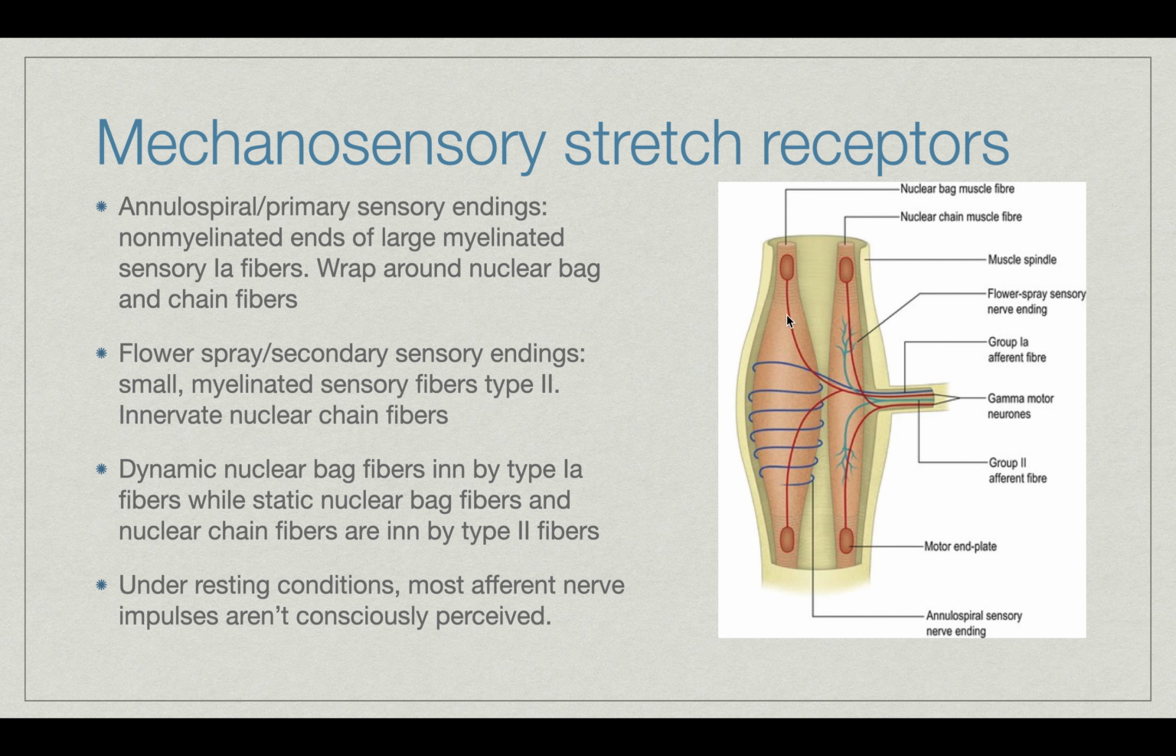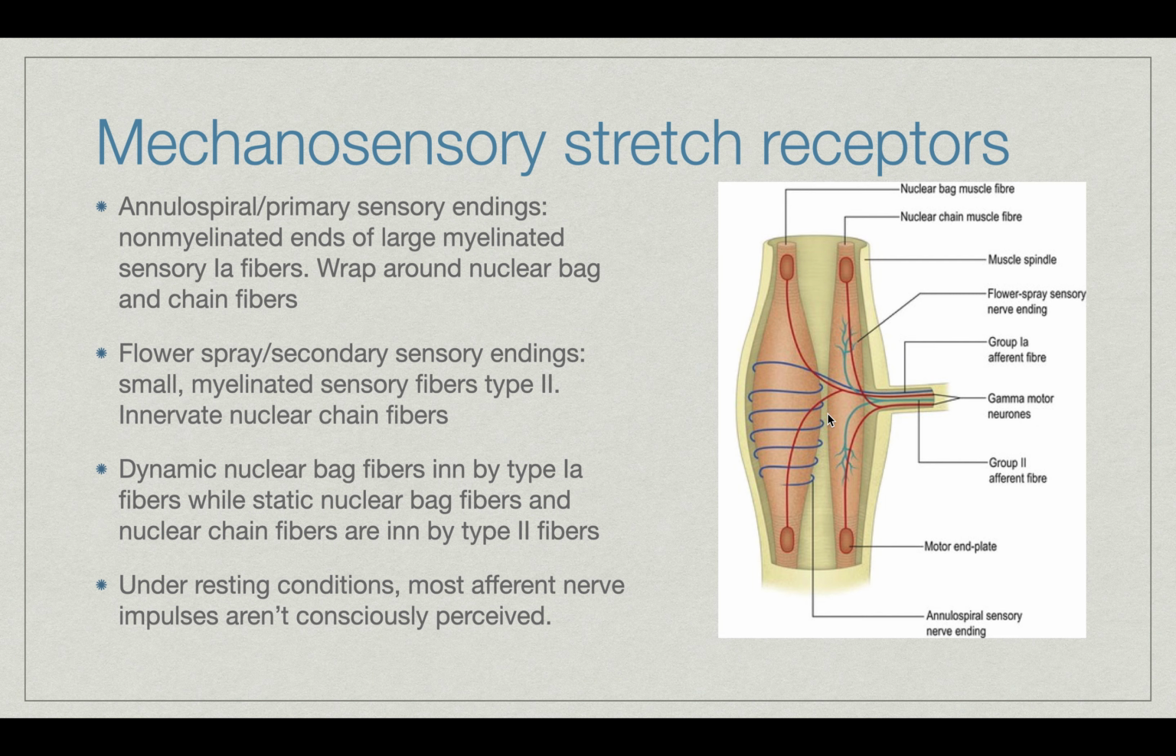So here's the nuclear bag. See how it's kind of a bag? It's spindle shaped. Here's the chain. The dynamic nuclear bag fibers are innervated by the type 1A fibers, while the static nuclear bag fibers and the nuclear chain fibers are innervated by type 2 fibers.